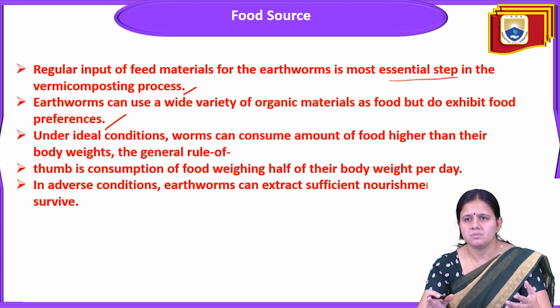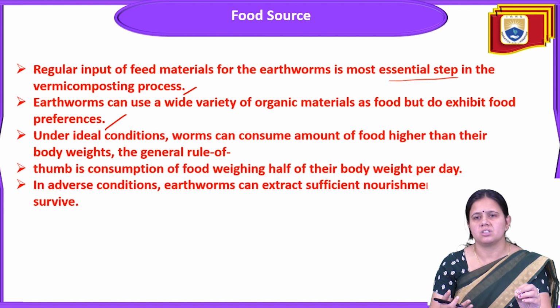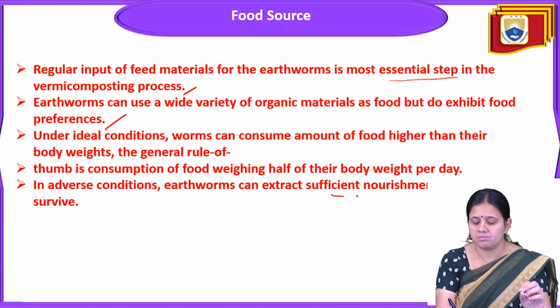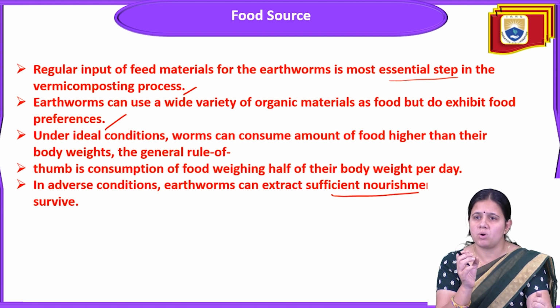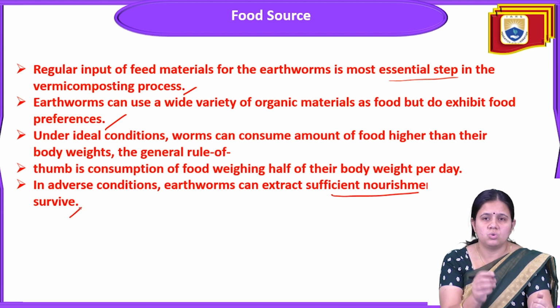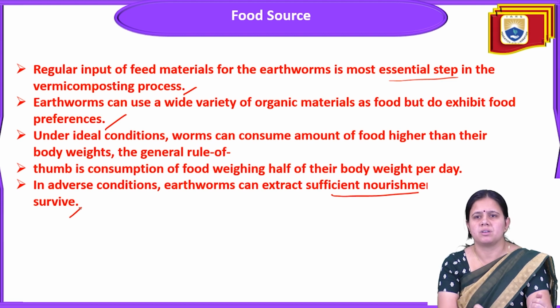And next, in adverse conditions, earthworms can extract sufficient nourishment from the soil to survive. So when they don't have a sufficient amount of food source, earthworms can extract sufficient nourishment from the soil for their survival.